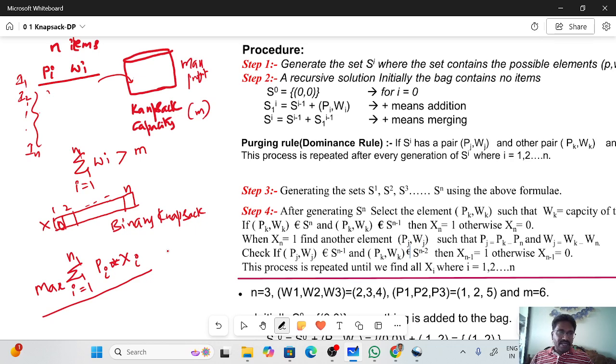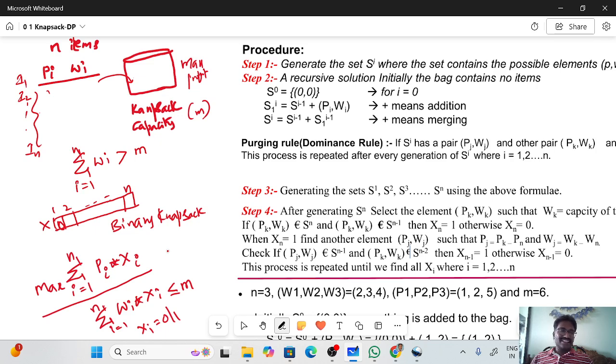Which items we place, their weights multiplied by the solution vector, the sum of Wi times Xi for i equal to 1 to n, must be less than or equal to the knapsack capacity. Whichever items you place into the knapsack, their total weight must be less than or equal to the knapsack capacity. Along with these two constraints, there is one more: our solution vector value must be either 0 or 1.